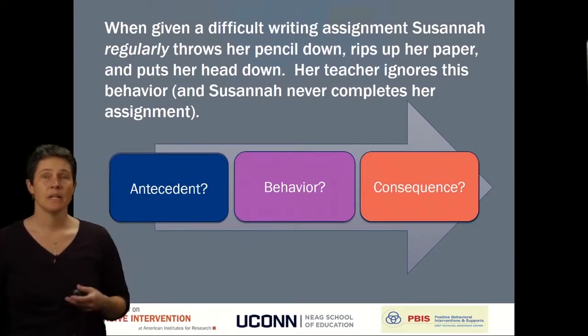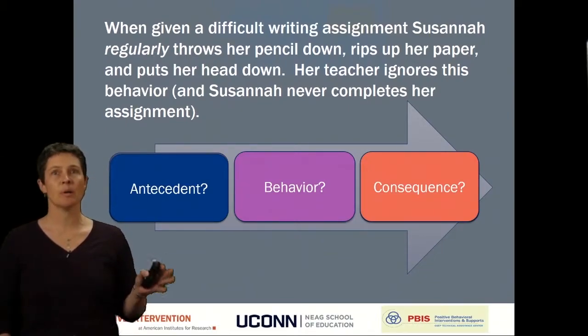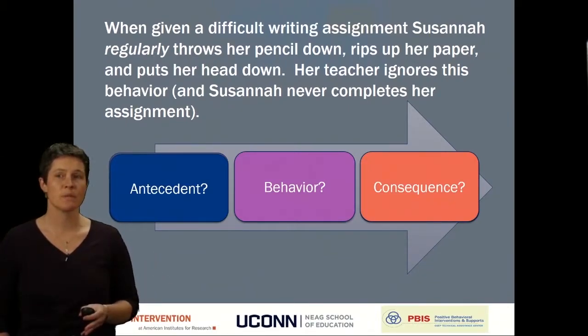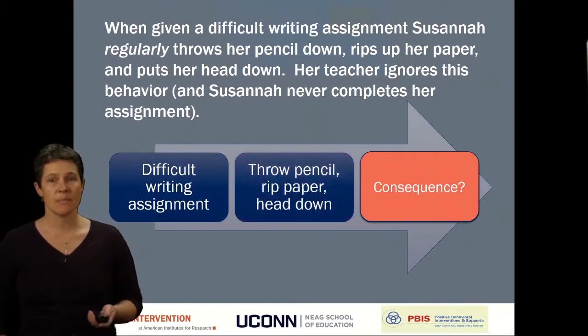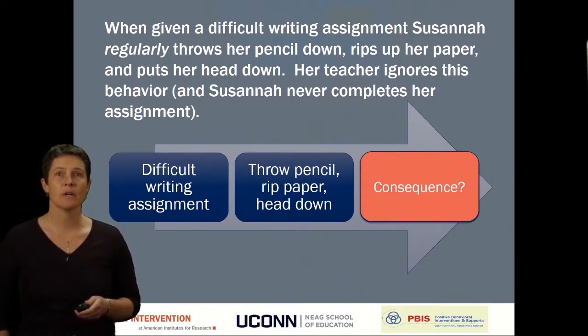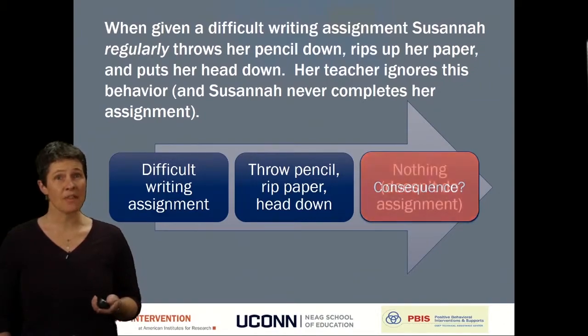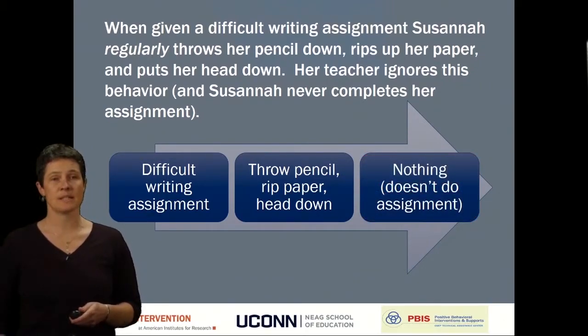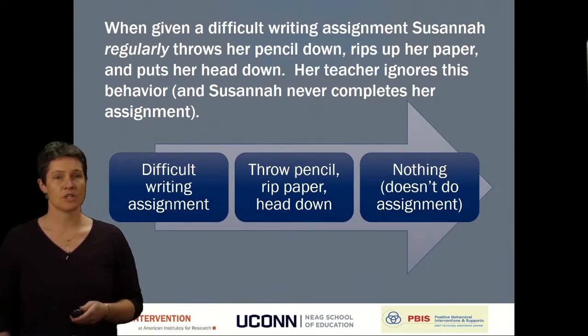How about this one? Given a difficult writing assignment, Susanna throws her pencil down, rips up her paper, and puts her head down. The teacher ignores the behavior, and Susanna never finishes her assignment. So we have an antecedent, a difficult writing assignment. Susanna's behavior is throwing that pencil, ripping her paper, putting her head down. The consequence is really nothing, except that she doesn't need to finish that assignment. She never has to complete that work. The teacher doesn't give her any additional attention.